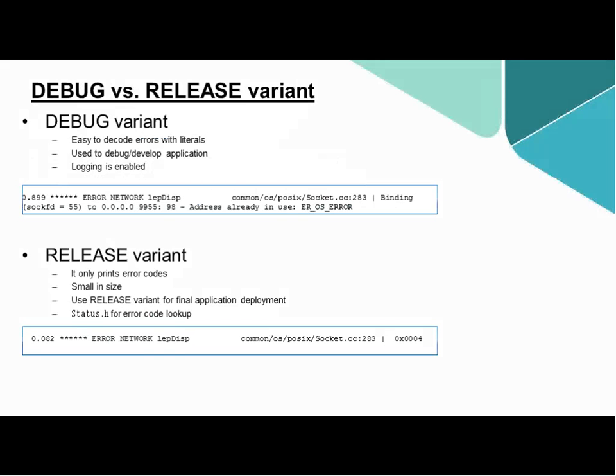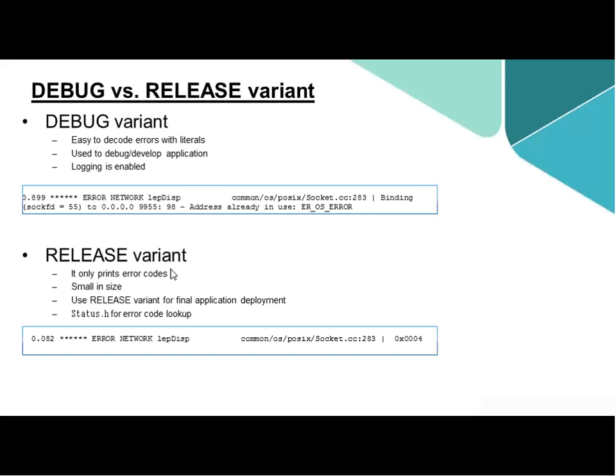The debug variant is used in the initial stages when someone wants to learn about AllJoyn or develop an application, and when they would like to enable logging and see the AllJoyn logs. The debug variant is bigger in size because it has to accommodate all the symbol tables, and this is where logging is enabled. Logging is not enabled in the release variant, and you can actually decode errors with literals. When the error is printed, it prints out the whole literals, and from the message sometimes it is very clear what is going on. On the other hand, the release variant just prints the error code. It gives the minimum amount of error logging.